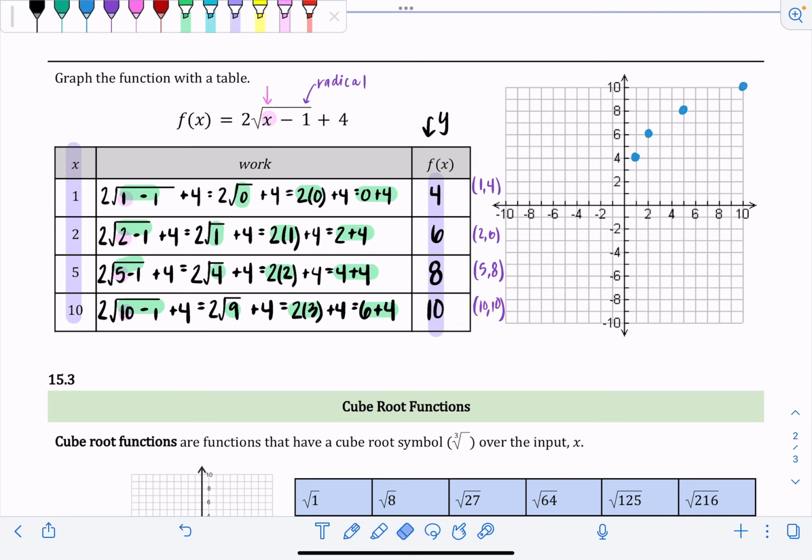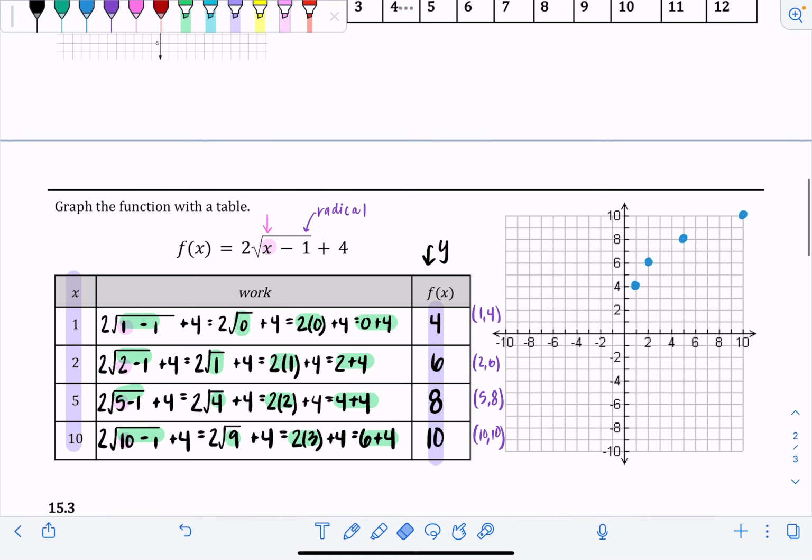And then when we connect it, here's where, again, it's really important to know the shape of the graph. So when I see these points, it's really tempting to go like this and connect all the way through because that's what we do most of the time.